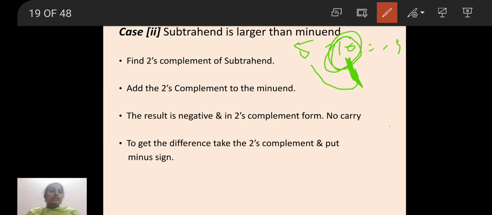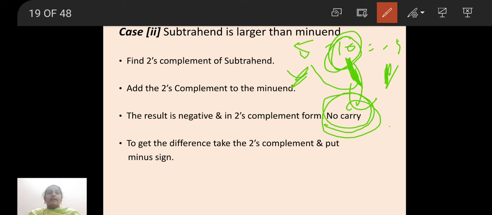How do we know the result is negative? No carry is produced. If carry is produced, no problem. You neglect the carry and simply write the answer. But no carry being produced indicates it's a negative result. Maybe the subtrahend is a bigger number than the minuend. Only then is no carry produced in the result. If no carry is produced, it indicates the subtrahend is more than the minuend, and the result may be negative.